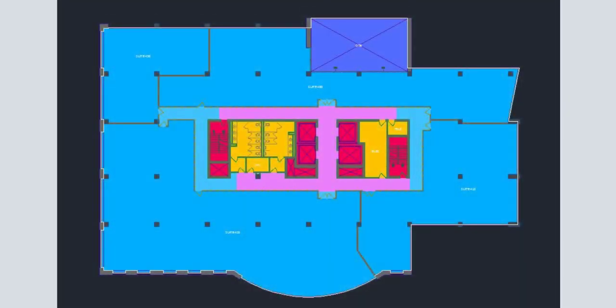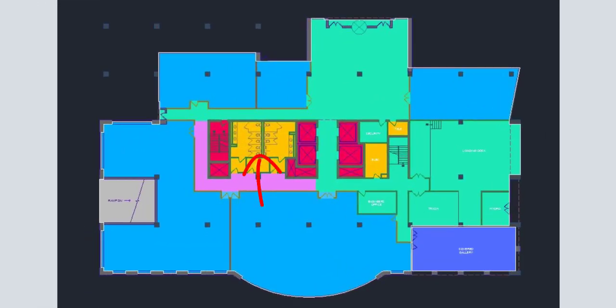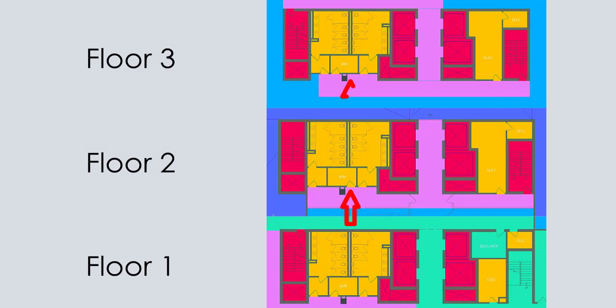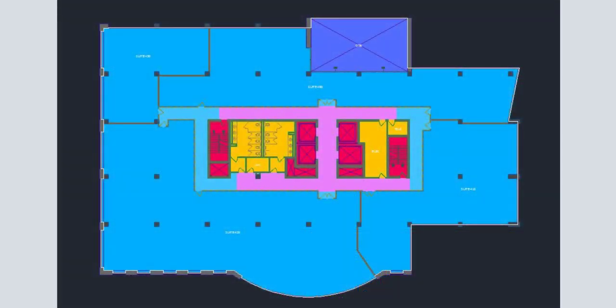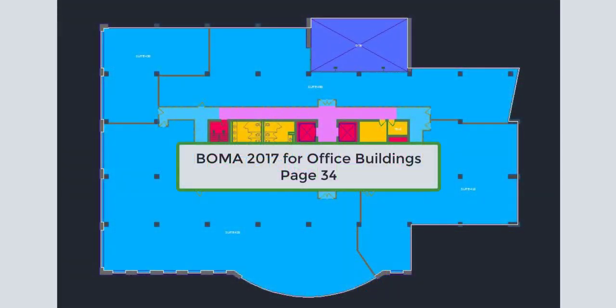These areas can include restrooms, janitor rooms or closets, telephone or electrical rooms or closets, and so on. Restrooms at the first floor, though often used by all occupants of the building, will be considered floor service areas as long as they relatively stack with the restrooms at the ascending floors. Floor service area is further discussed and can be found in BOMA 2017 for office buildings, page 34.